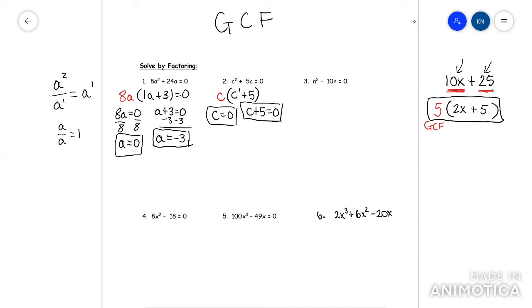Okay, the next one, they both have the letter n, so that's my GCF. Divide by n: n squared over n is just n to the 1. By the way, this 1 is optional. You could just leave it in. And then minus 10n divided by n is just minus 10 now. Now that it's factored, set each factor equal to 0 and solve.